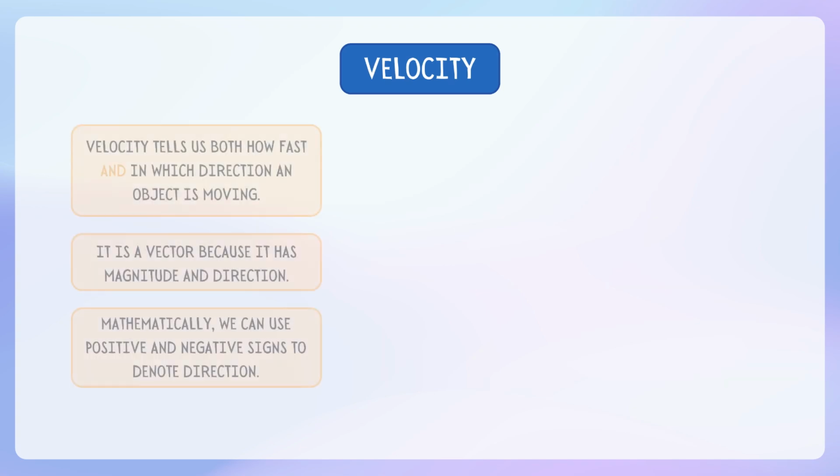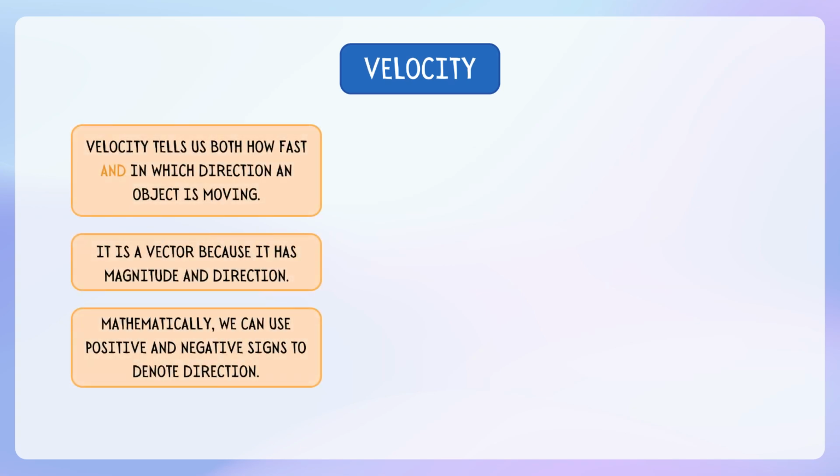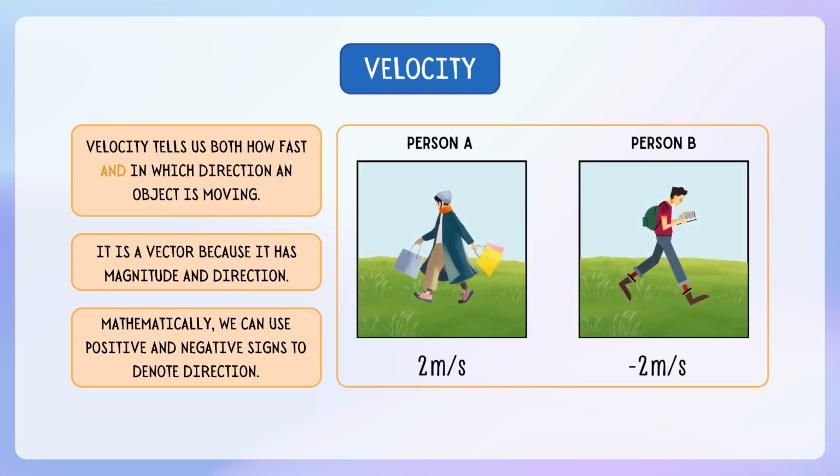In today's lesson, we delved into the concept of velocity and how it differs from speed. We learned that while speed tells us how fast an object is moving, velocity includes both the magnitude and the direction of motion, making it a vector quantity. We used intuitive examples such as walking in different directions to illustrate this difference.